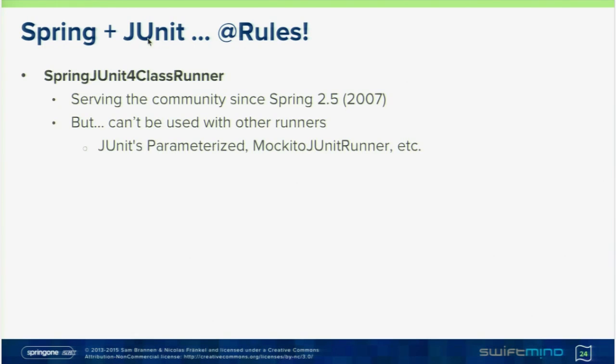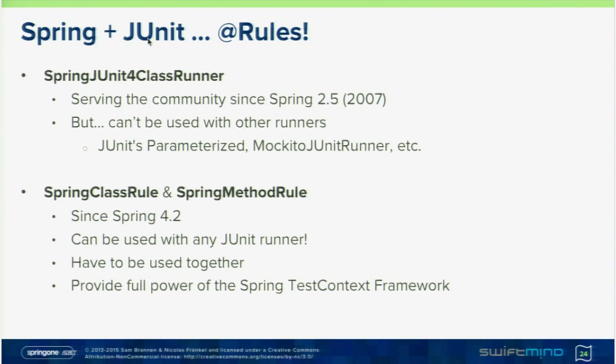So in Spring, for the core integration testing support in JUnit, we have the SpringJUnit4ClassRunner, serving the community since Spring 2.5, 2007, quite a long time. But you can't combine it with other runners. So some other third-party runners, maybe you wanted to use something like the Mockito one or the Parameterized one from JUnit. Wasn't possible. Some people came up with their own solutions and posted them online. And now in Spring 4.2, we have official support for Spring out of the box to do this.